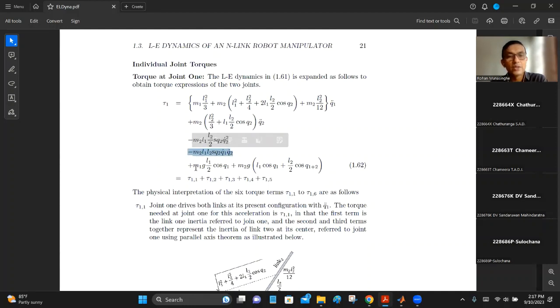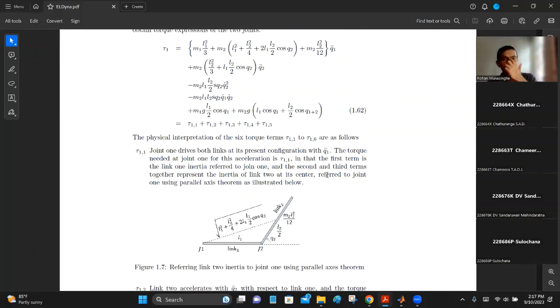Then the last term is actually pretty easy to understand. That is the gravity term, right? Because without any motion, without any angular accelerations of joint 1 or joint 2, still the motors need to generate some torque to keep it in that configuration, right? So I'm at a certain configuration. If you just want to keep it like that, there's a torque joint 1 has to generate without any motion. So that is this one, M1G L12 cos Q1.